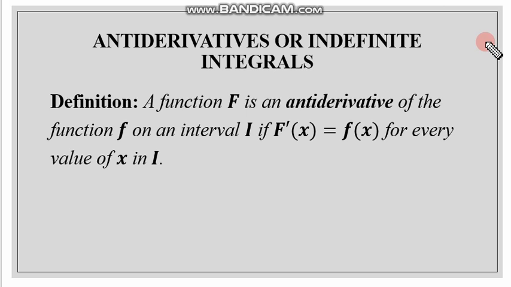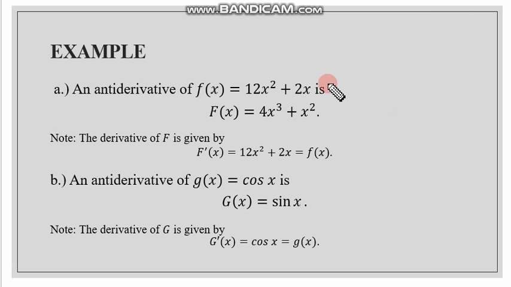The antiderivatives are indefinite integrals. A function F is an antiderivative of the function f on an interval I if F prime of x is equal to f of x for every value of x in that interval. Example, we'll get the antiderivative of 12x squared plus 2x. That's equivalent to 4x cubed plus x squared. So this is the antiderivative of our given function.